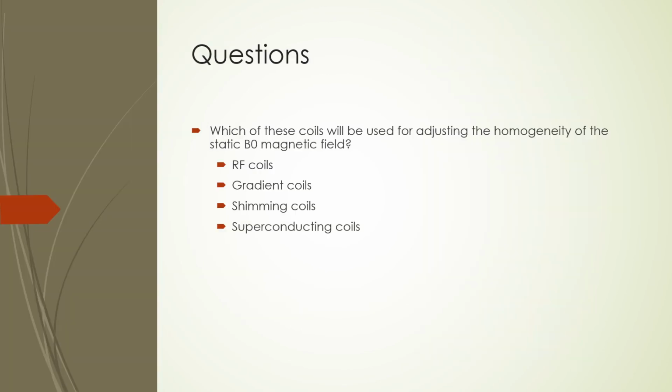Let's finish up with a few questions. First question, which of these coils will be used for adjusting the homogeneity of the static B0 magnetic field? Your choices are: first choice, RF coils; second choice, gradient coils; third choice, Shimming coils; fourth choice, superconducting coils. The correct choice is Shimming coils.